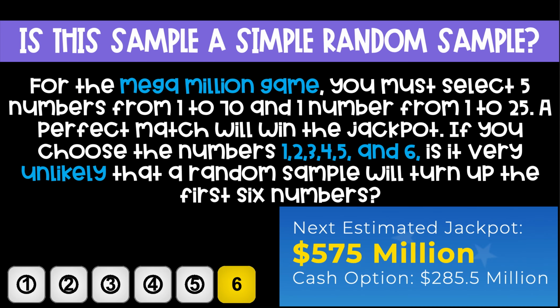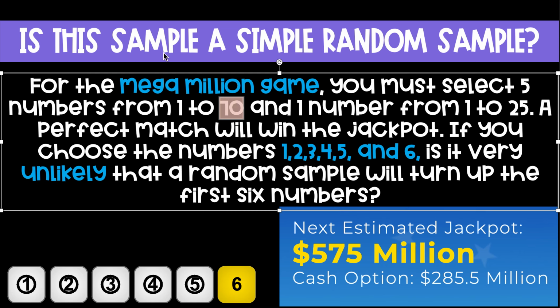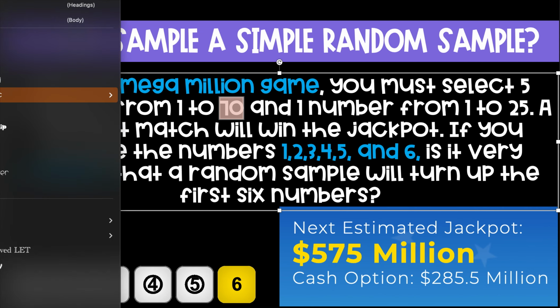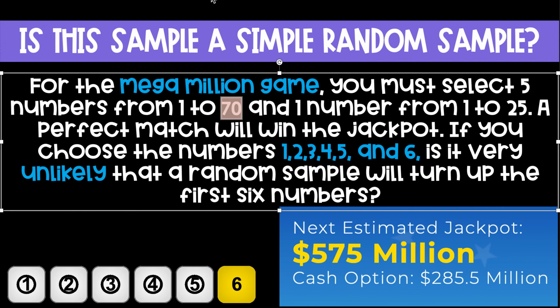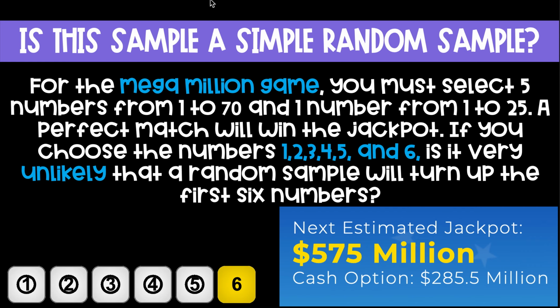All right. Let's look at another example. Is this a simple random sample? For the Mega Million game, you must select 5 numbers from 1 to 70 and 1 number from 1 to 25. A perfect match will win the jackpot. I don't know if you guys played lottery, but these are the rules. If you choose the numbers 1, 2, 3, 4, 5, and 6, is it very unlikely that a random sample will turn up the first 6 numbers? Think about it.